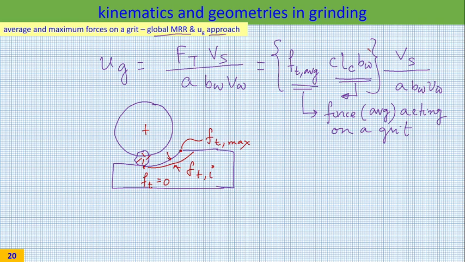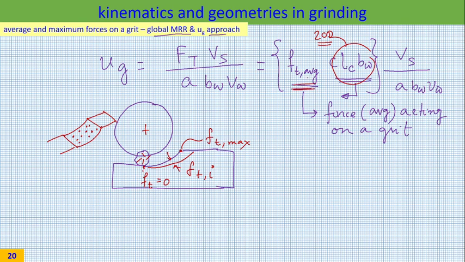Where are all these grids? Let us assume there are 200 of them. Where are they situated? Are they situated here? All of them? No. They are entirely distributed over this transient contact area. Some of them are here, some of them are here, some of them are here. So they are distributed, and their average position is represented by FT average.